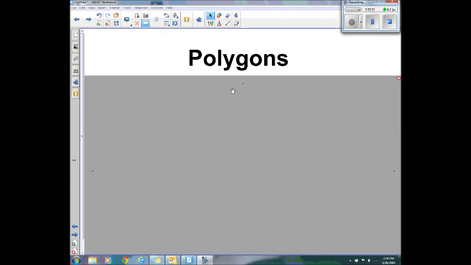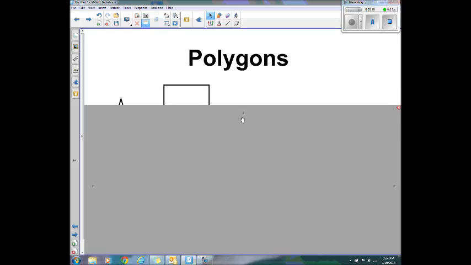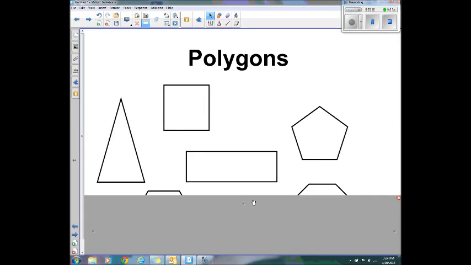Section 10.3 is our section on polygons. I'll be a little less wordy on this. I think you can read the section and, with the short explanation I give, hopefully be okay on this section. When we talk about polygons, poly means many. Polygons are shapes with many sides.